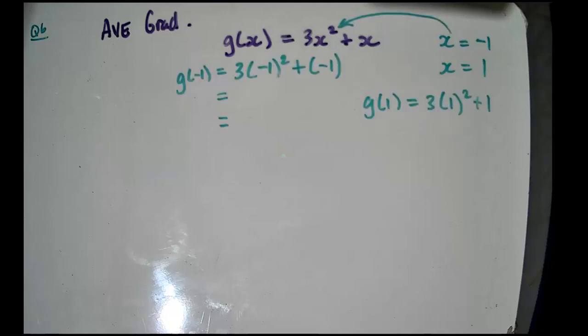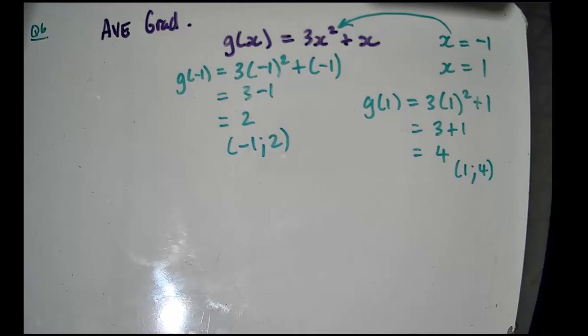So substituting minus 1, right, and 1, this is what we will get. So minus 1 squared is 1, 3 times 1 is 3, 3 minus 1 is 2, right? 3 times 1 is 3 plus 1 is 4, right? Now we get coordinates. Notice we substituted minus 1 on the left, the answer was 2. On the right hand side we substituted 1, the answer was 4. And so now we have 2 coordinates.